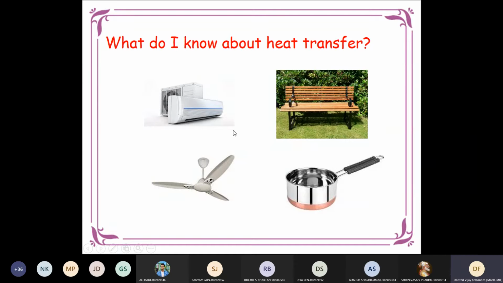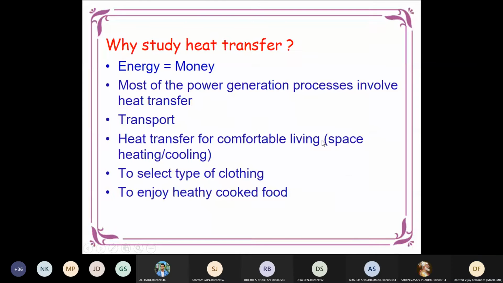So like this, we can put many applications where we already know some things about heat transfer. Then what is the importance, or why do we need to study this course?